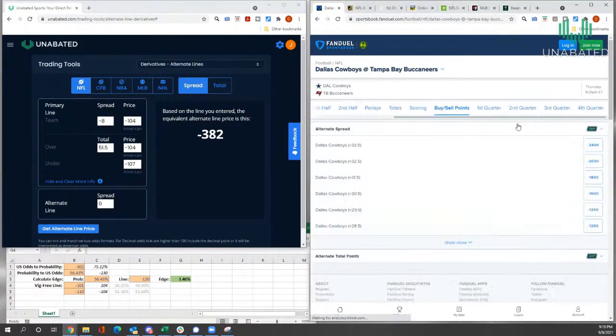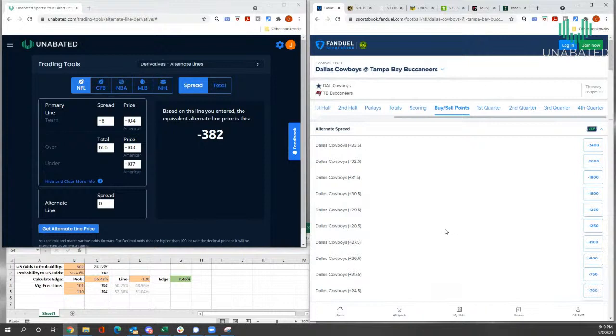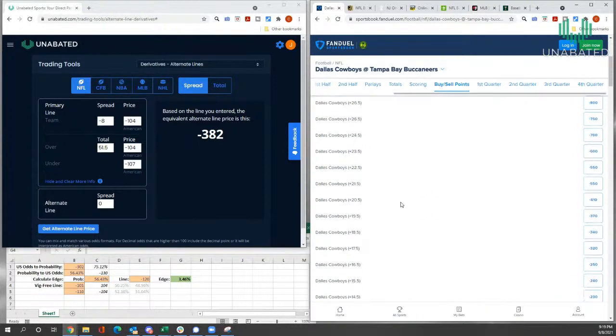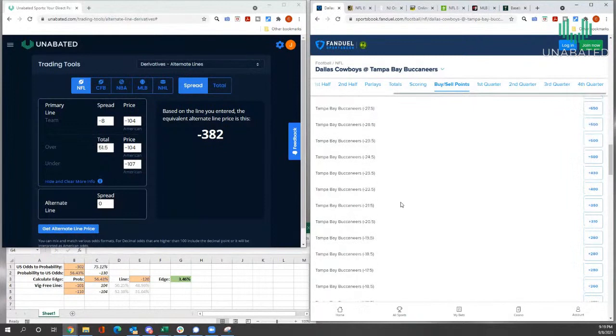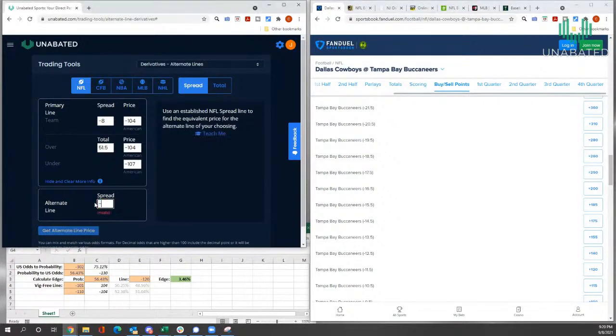But let's go ahead and look at some alternate lines. So let's start with Tampa here. What if you feel like Tampa is going to blow them out, and so you're looking at pricing for like -13.5?